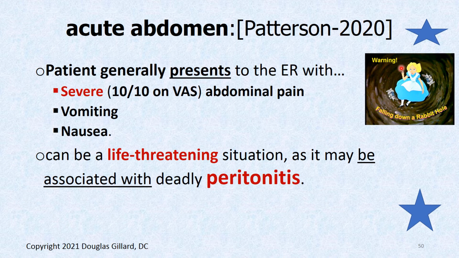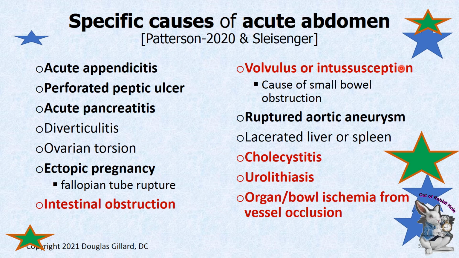Acute abdomen is a 10 out of 10 horrible, I'm going to the hospital type of pain. It's associated usually with vomiting and nausea, and it can go into dehydration, which can lead to hypovolemia, and you could go into hypovolemic shock, and it's a life-threatening situation. It can also cause peritonitis, and you can get septicemia on top of that. It's a very, very serious condition.